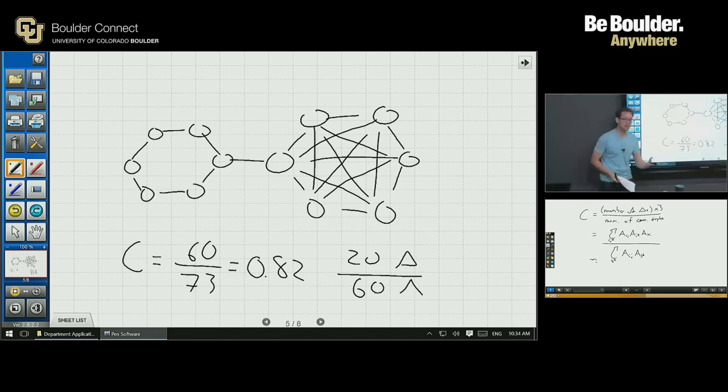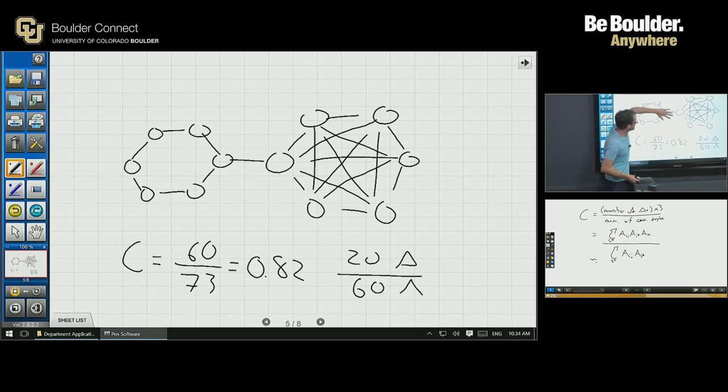So the intuitive idea that it's high is correct, right? Because a clique has a ton of triangles in it. It has the maximum number of triangles. If we ignore this part of the graph, that clustering coefficient would be 1. Every path of length 2 has an edge across the end to make a triangle. But there are these paths of length 2.